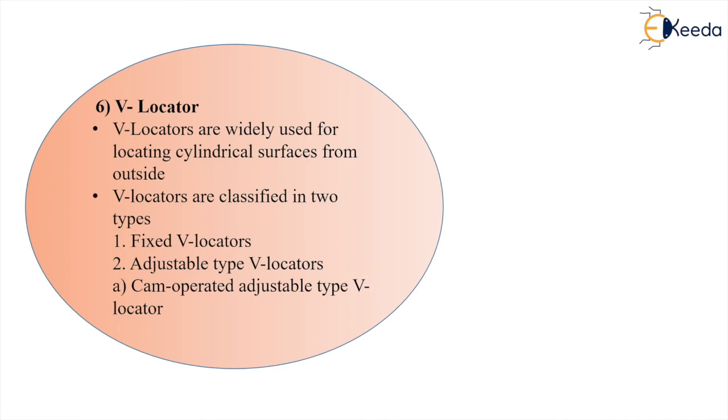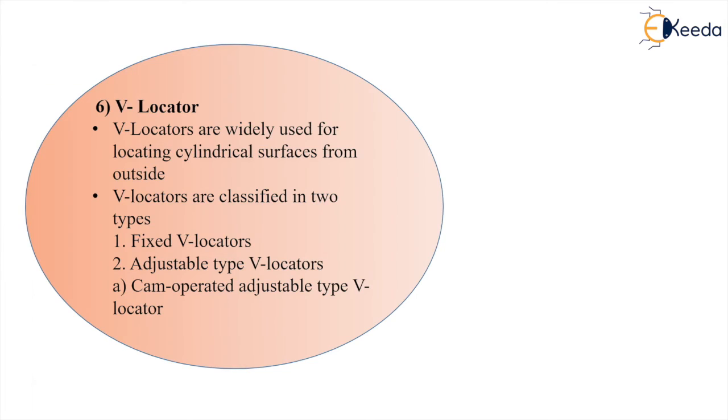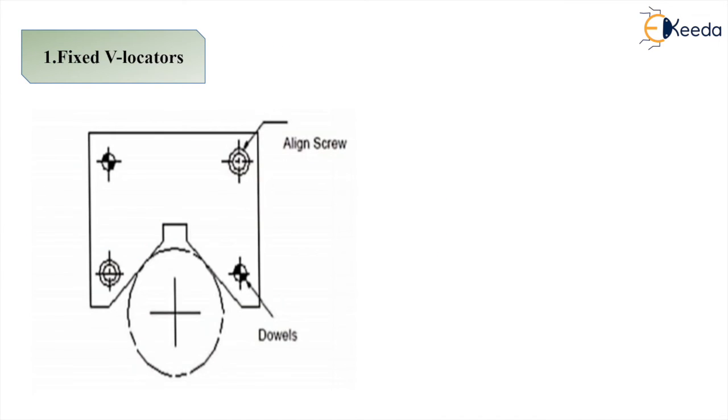Then the next locator is our V locator. V locators are widely used for locating cylindrical surfaces from the outside. The V locators are classified into two types: one is the fixed V locator, the second is the adjustable type V locator. In adjustable type V locators, we have the cam operated adjustable type V locator.